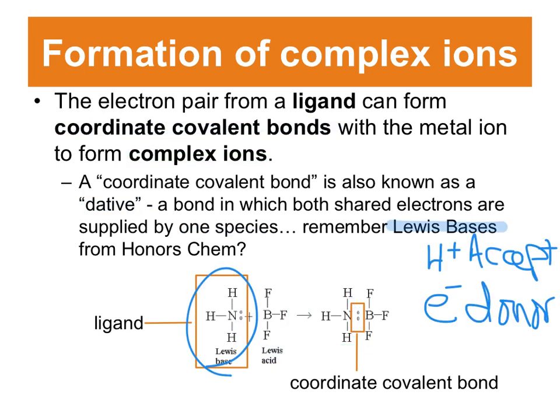I want to take a second to tie this into a definition from Honors Chem. When we talked about acids and bases, a base would be a hydrogen or proton acceptor, and then the Lewis definition for a base was that it was an electron donor. So ammonia in this case would be the base because it is donating the electrons to the dative bond.